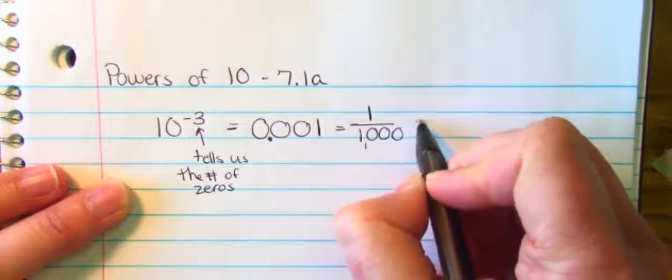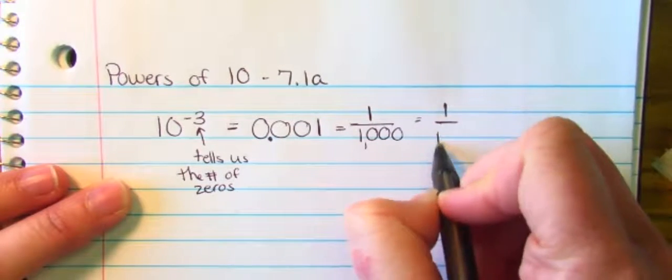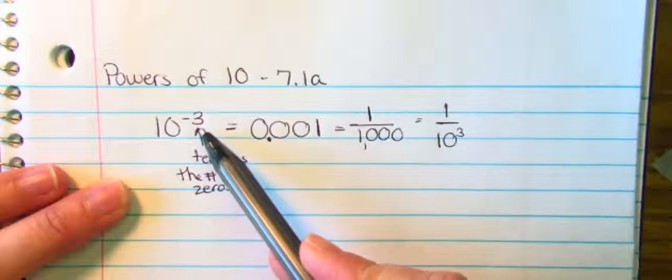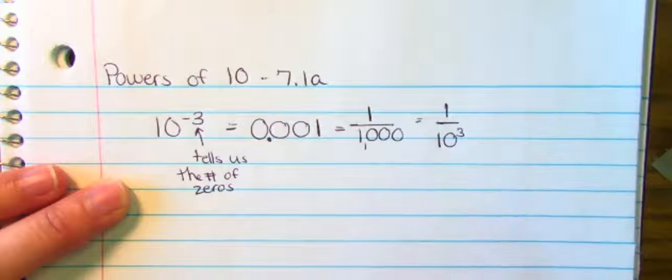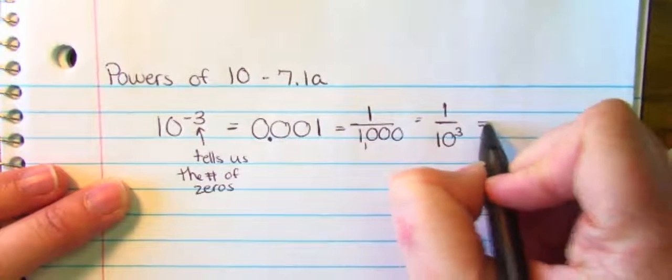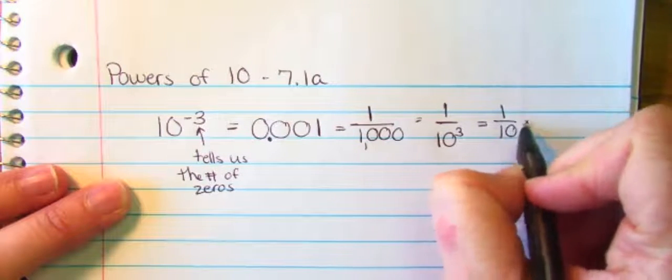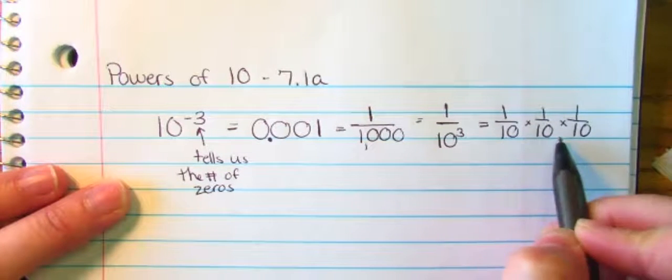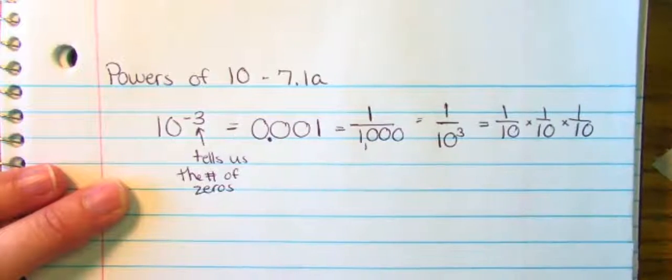I could also write it as a fraction like this, where I just turned it into a positive 3 and made it a fraction. I could write it as a fraction, 1/10 times 1/10 times 1/10. I know there's 3 of them because they're negative power of 3.